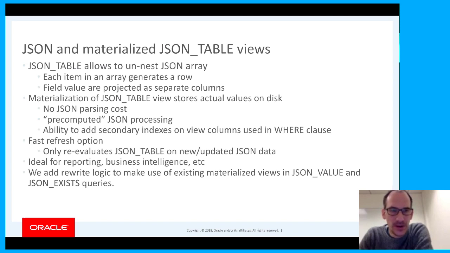So we have this JSON table row source, which allows you to iterate over arrays and pull out values inside your JSON. So if you have an array, then every item in this array generates its own row, and that way you get scalar SQL values. And values in the JSON are projected out as separate columns, so the result of JSON table is basically looking like a plain relational view.